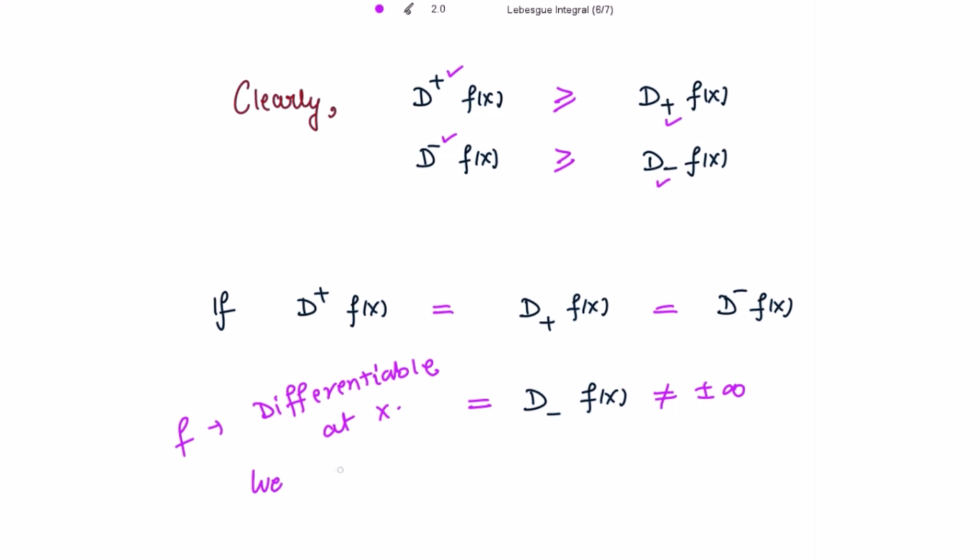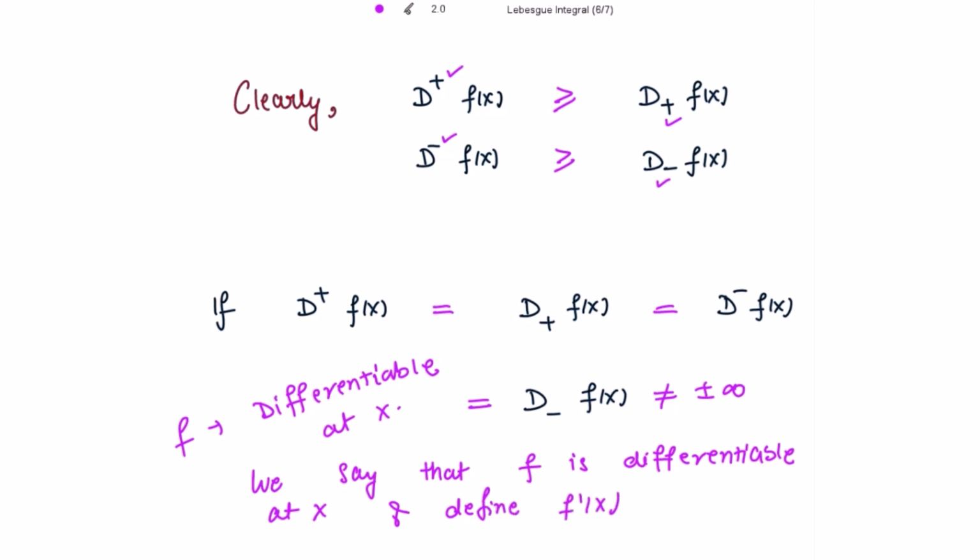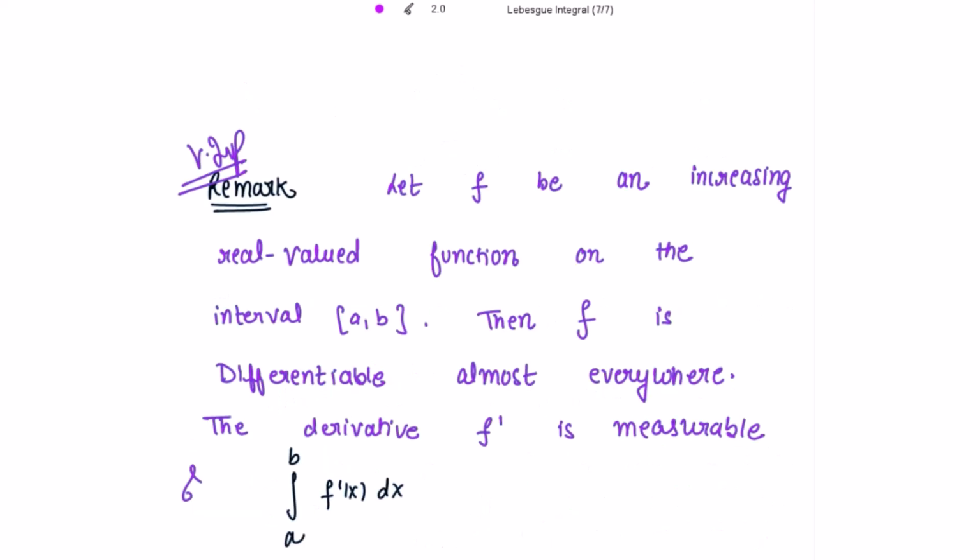So we say that f is differentiable at x, and define f dash of x to be the common value of the derivative at x. Next is the important remark.